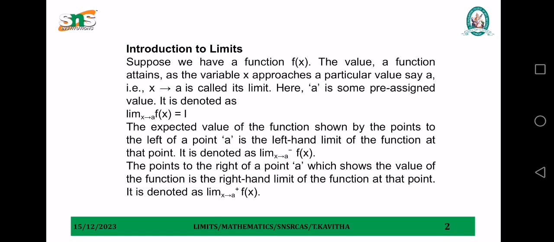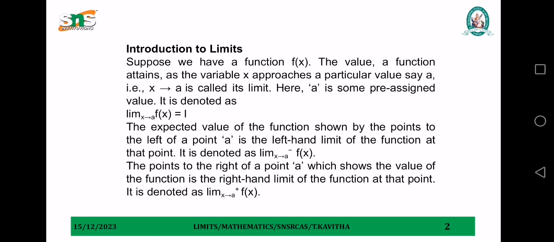Introduction to limits. Suppose we have a function f of x. The value a function attains as the variable x approaches a particular value a, that is x tends to a, is called its limit. Here a is some pre-assigned value. It is denoted as limit x tends to a f of x is equal to L.